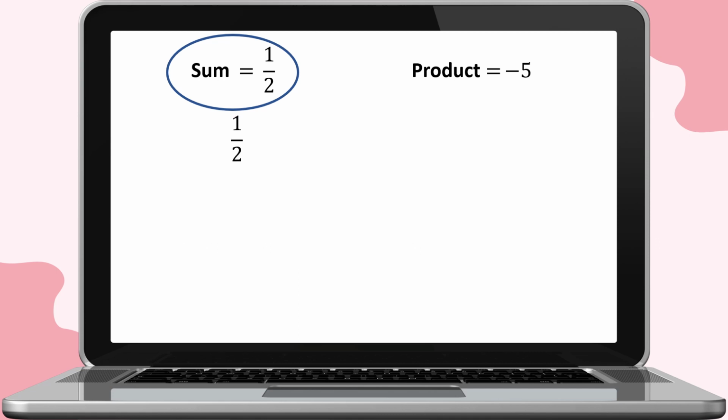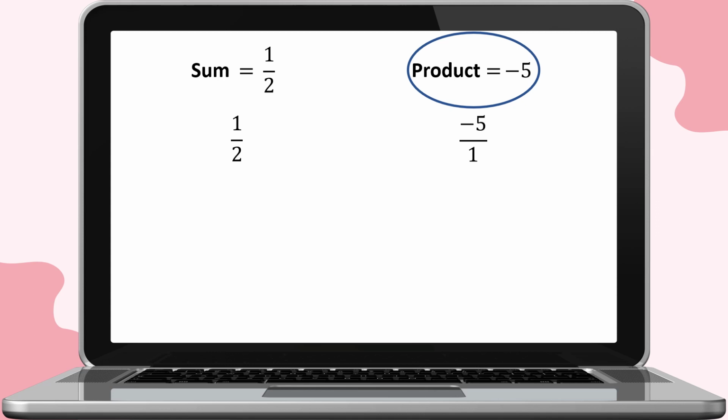Next example, we have a sum which is equal to 1/2 and a product which is equal to negative 5. Since our sum is already a fraction, we simply copy it, and that is 1/2. For our product, which is -5, its denominator is 1. So it will be written as -5/1. Our denominators are different. Therefore, we have to get their LCD. The LCD of 2 and 1 is equal to 2.